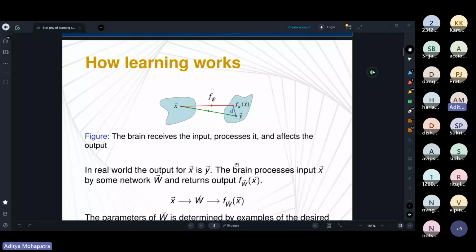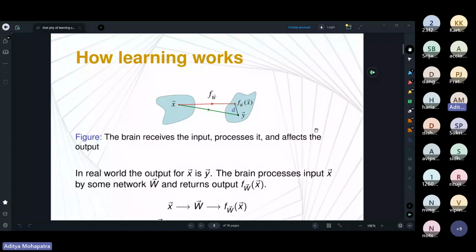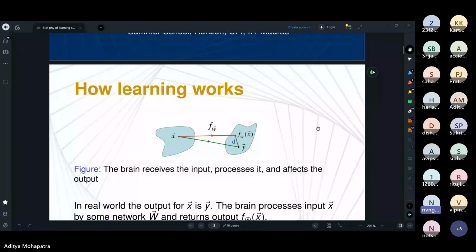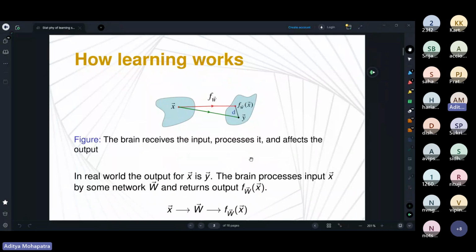Did I get it clear? Or maybe I should annotate. Yeah. Okay, is it clear now?